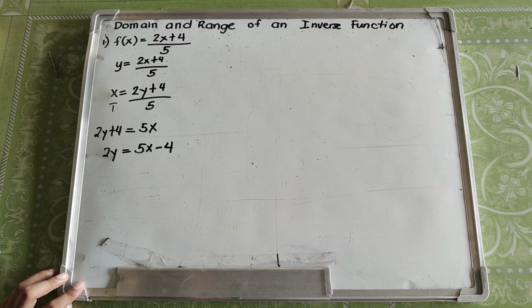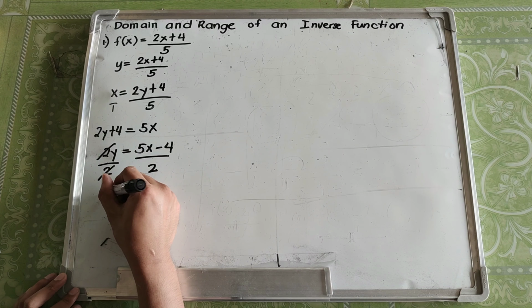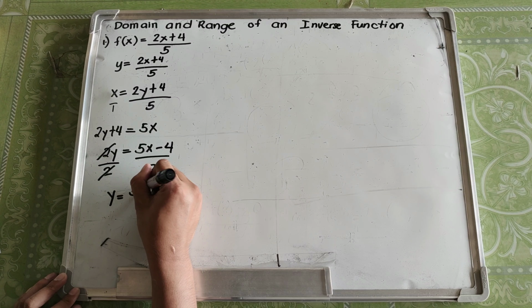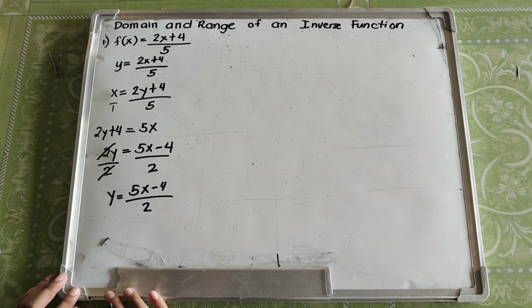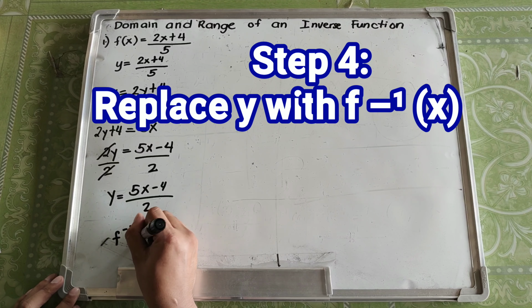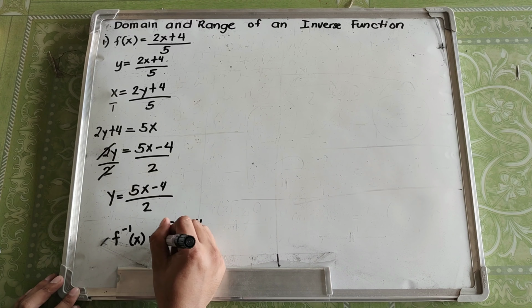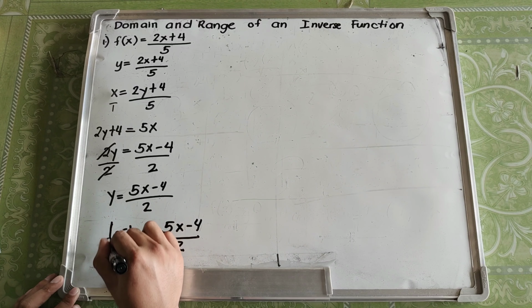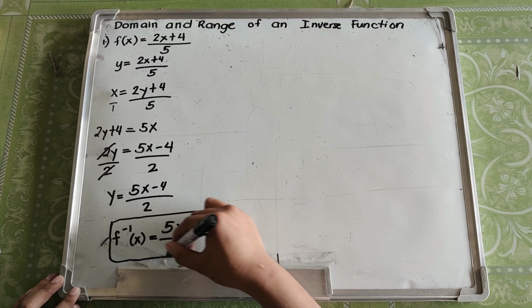So, pag positive, transpose natin, nagiging negative. Okay? So next, anong gagawin? Solve for y. To solve for y, divide both sides by 2. Divide both sides by 2. Ayan. So, cancel natin si 2. Y is equal to 5x minus 4 over 2. Ano yung last step? Last step in finding the inverse function, replace y with f to the power of negative 1 of x is equal to 5x minus 4 all over 2. So this is now our inverse function.